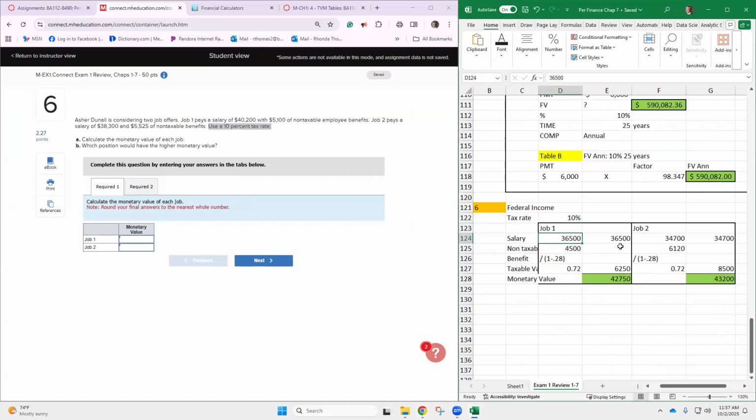Okay, I'm looking at job 1. Put the amount of the salary for job 1 down. Put the amount of the salary for job 2 down. If you were just looking at salary alone and nothing else, then you probably would take job 1 because you make a little more in salary. Now we're going to look at the benefits.